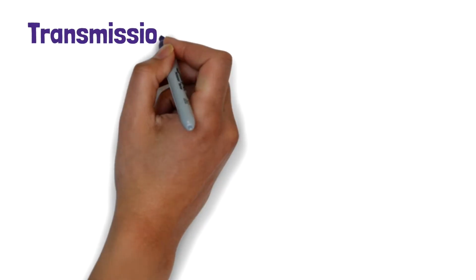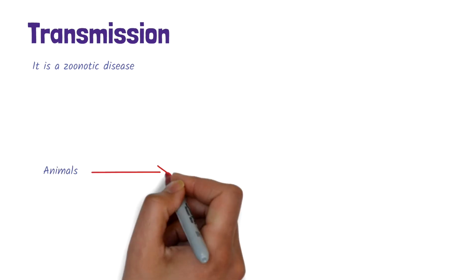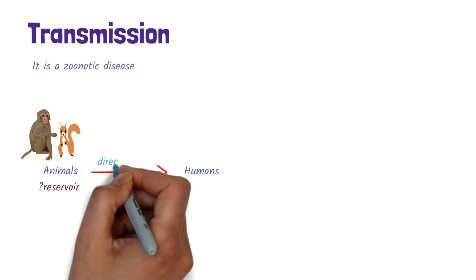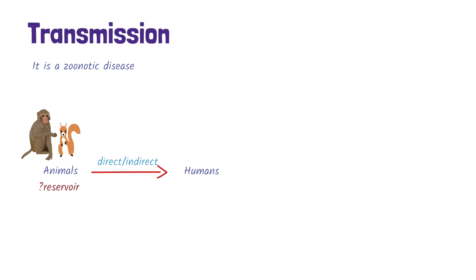MPox is a zoonotic disease, which means that it's a disease of animals that can be transmitted to humans. Although the virus can be carried in many animals, such as squirrels and monkeys, the natural reservoir of the virus is yet to be determined. The likely way it's transmitted to humans is through direct or indirect contact with infected animals.